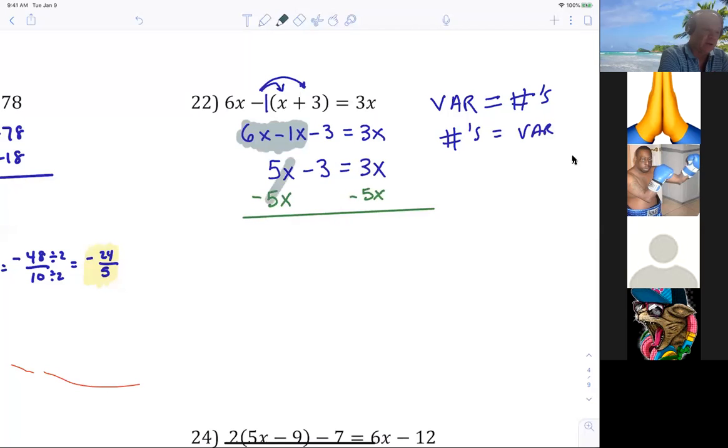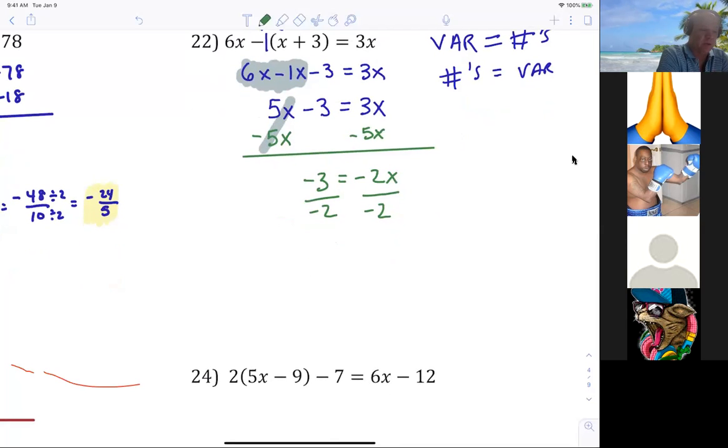The 5x and the negative 5x cancel. I'm left with negative 3 equals negative 2x. I'm continuing to isolate the variable, so I divide both sides by negative 2. And so now we just leave it as the fraction. 3 over 2 equals x. But again, traditionally, we usually write the x first. So we say x is equal to 3 over 2.